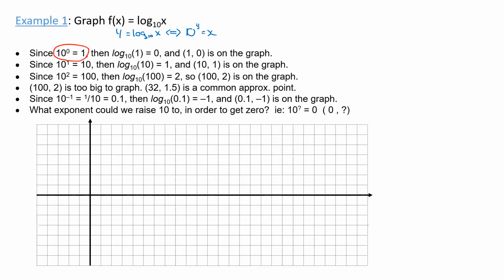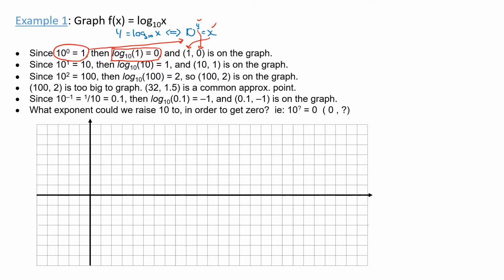We already know that 10 to the power of 0 is 1. So I'm going to use this format here. 10 to the power of 0 is 1. I'm going to get my x and my y from that format. So if 10 to the power of 0 is 1, then the 1 is really the x, and the exponent is the y. So that is a coordinate on our new graph, and that's equivalent to writing log base 10 of 1 equals 0.